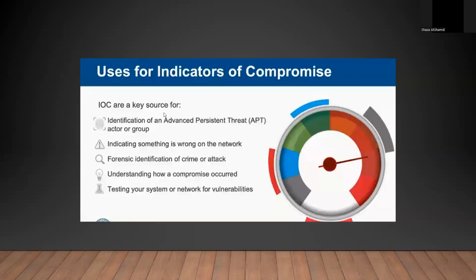So IOCs can help me to identify these APT groups, indicating something is wrong in our network or in our systems or on our application. So this is an indication also. That's why they call it indicators. It will help us in forensic identification of a crime or attack. But again, once you find that you have an attack, or that your system is being compromised, this will be a call for the management to decide: do we need a forensic investigation to start?